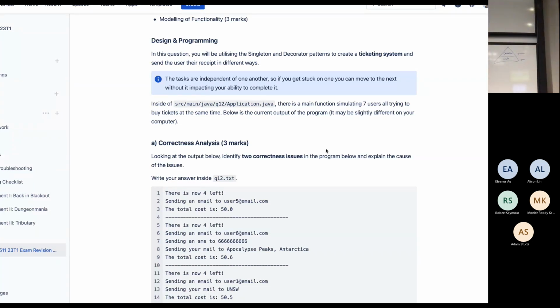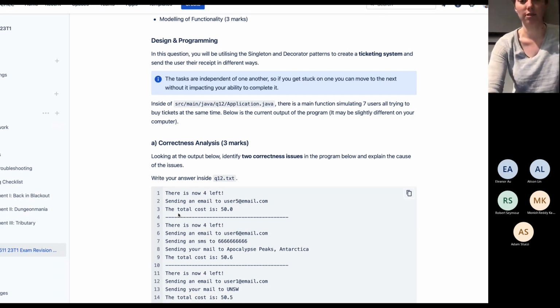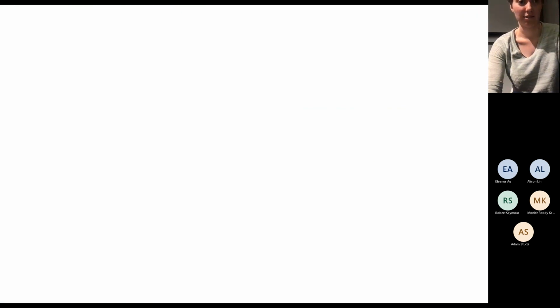Do you have the code up? Yes, it's in the VS Code. Okay, let me just get used to the next computer. So it's in question 12. Oh, okay, cool. You can delete those other two. Is this the solutions? No, this is the start. Oh, okay, cool. All right.